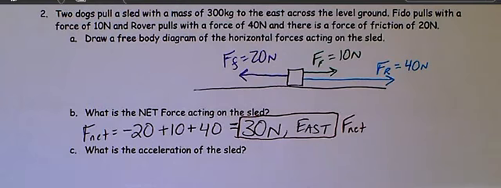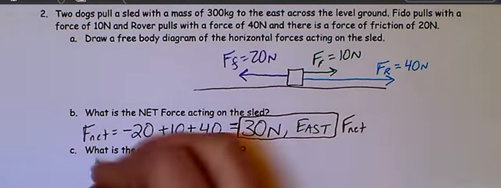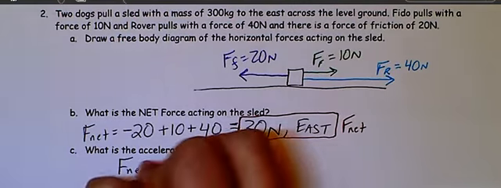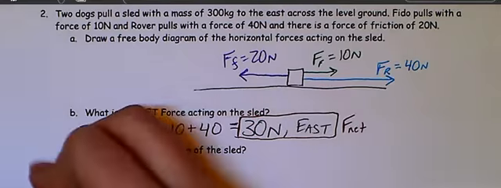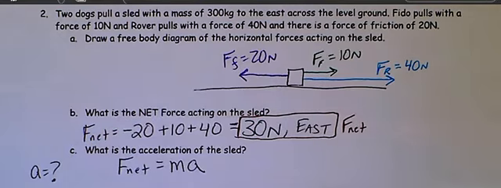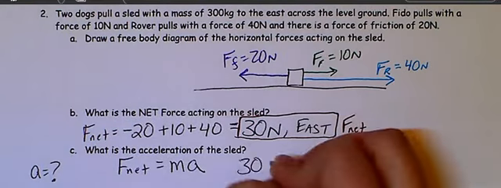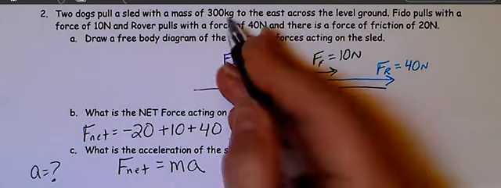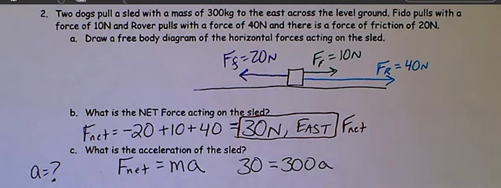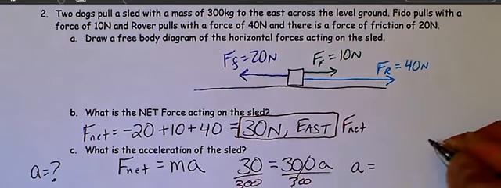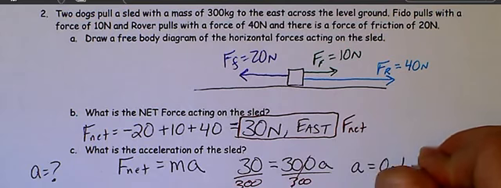What's the acceleration of the sled? So now I use the equation F net equals m times a, and I'm looking for the acceleration. F net from the part above is 30 equals mass, which was given in the problem as 300, times a. Divide both sides by 300 to get the a by itself. The acceleration is 0.1 meters per second squared.